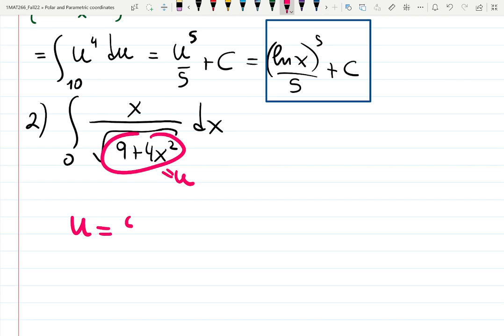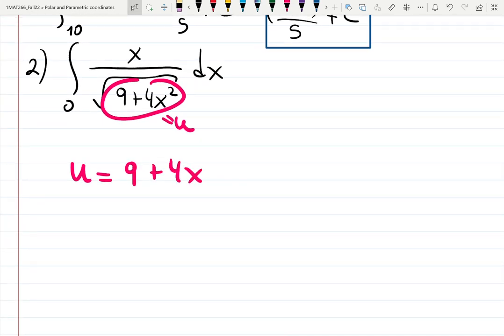U-substitution: u is 9 plus 4x squared, let me put it in blue. Oh, 4x squared, thank you. Then du is 8x dx. We need x dx, and we just got 8x dx. So solve for x dx.